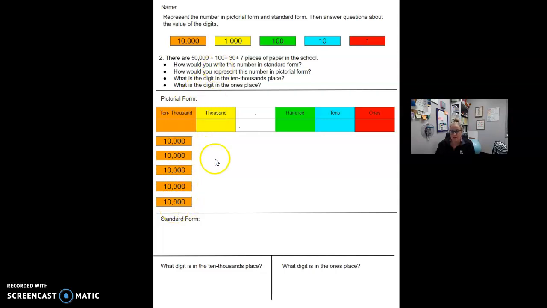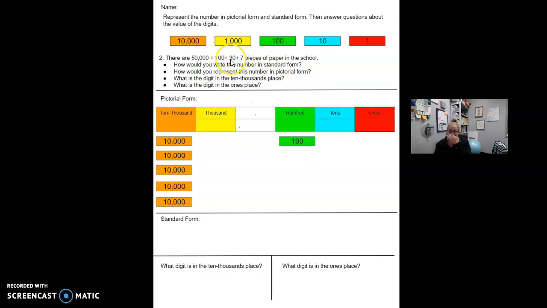Now I'm going to go to my thousands place. But if I look at my number, do I have any thousands? No, I don't have any thousands. So since I don't have any, I'm going to leave it blank. And I'm going to move to my next place, which is my hundreds. So if I look at my number, how many hundreds am I going to need? That's right, I'm going to need 1. So I have 100. Then it says plus, so that means I'm going to keep going.